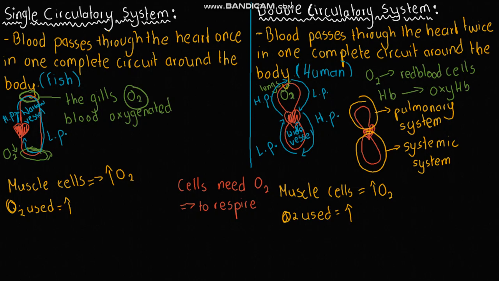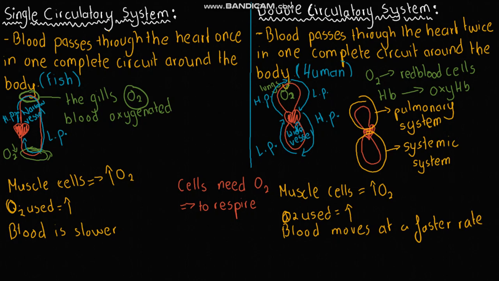However, for a fish, when blood is oxygenated, it is at a low pressure. Therefore, blood moves at a slower rate to the muscle cells which need it. So just to quickly review that: here blood is slower, and here blood moves at a faster rate. Over here, oxygen requirements are met very slowly, while here oxygen requirements are met really fast or are fully met.